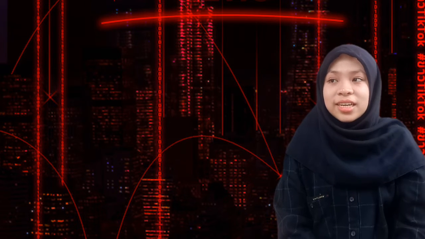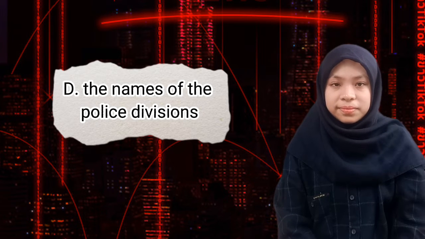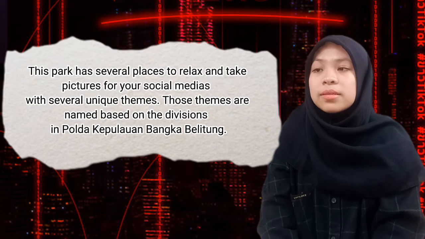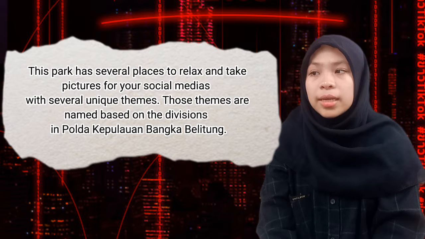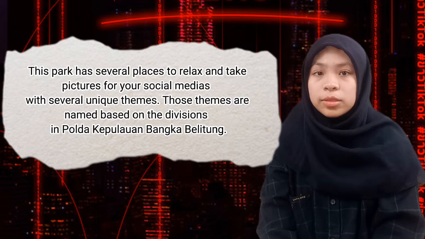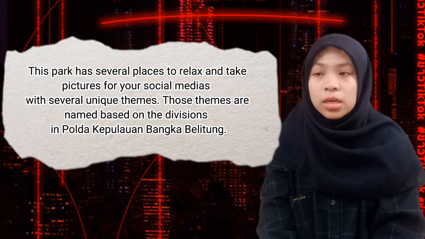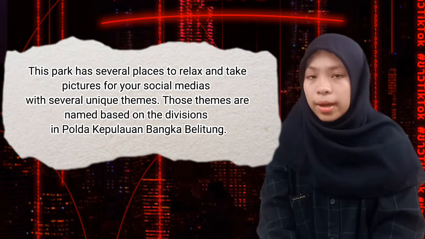It's true. The answer is D, the names of the police divisions. Why? Because we can see in the text, namely paragraph 3, the second sentence, this is an example of implied information in the text. The park has several places to relax and take pictures for your social media with several unique dams. Those dams are named based on the divisions in Polda Kepulauan Bangka Belitung.